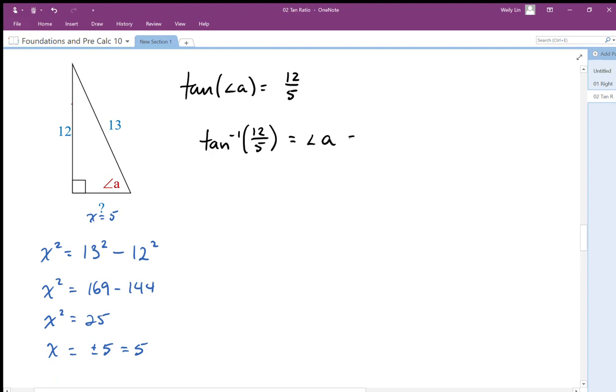So when I now put this into my calculator, it's important to be able to write it in notation like this, because we're going to have to be very familiar with this notation later on. So this is why it's important to actually write down the tan of angle and be clear. This is the tan of the angle equals the ratio. The inverse tan of the ratio equals the angle.